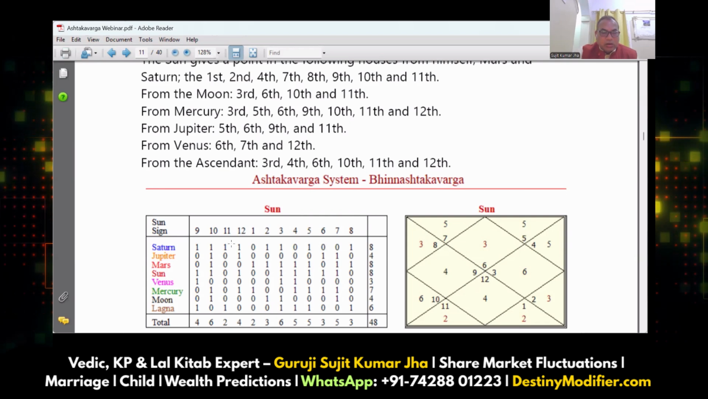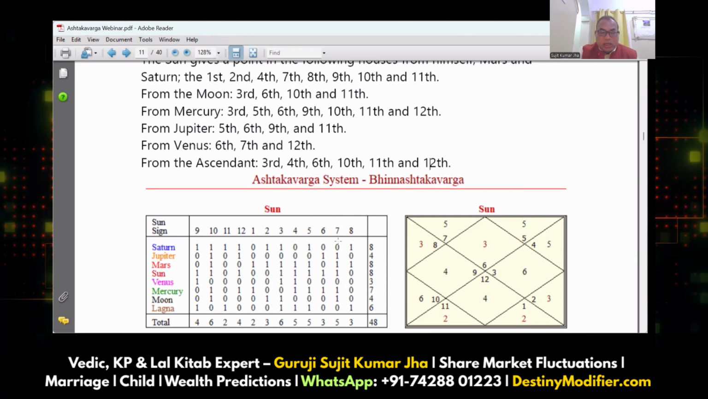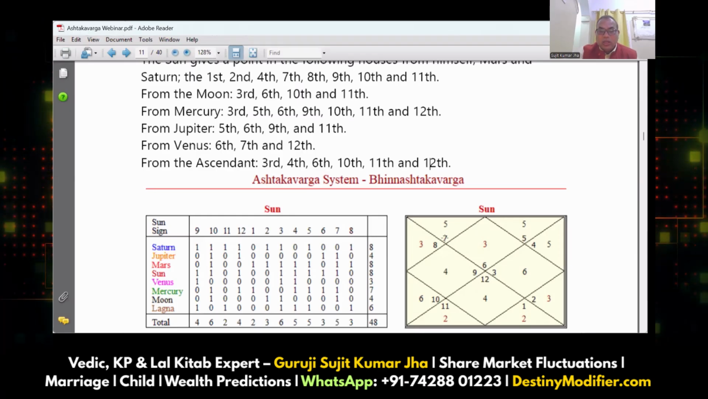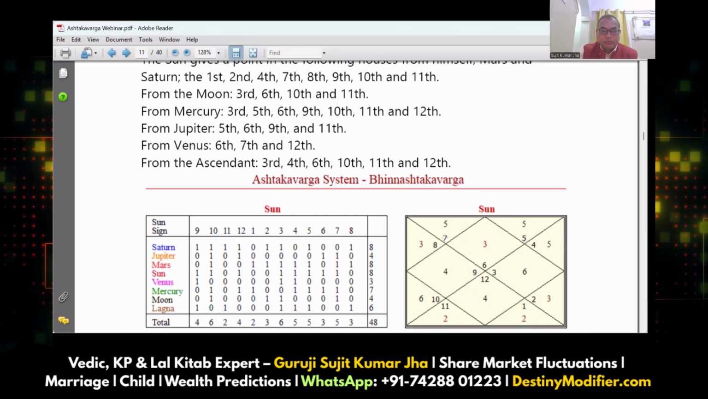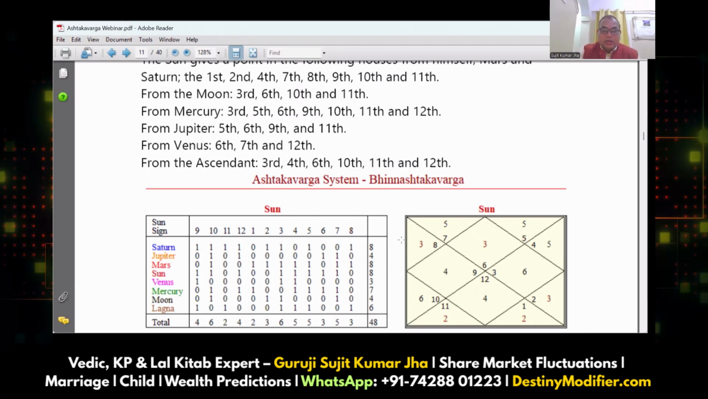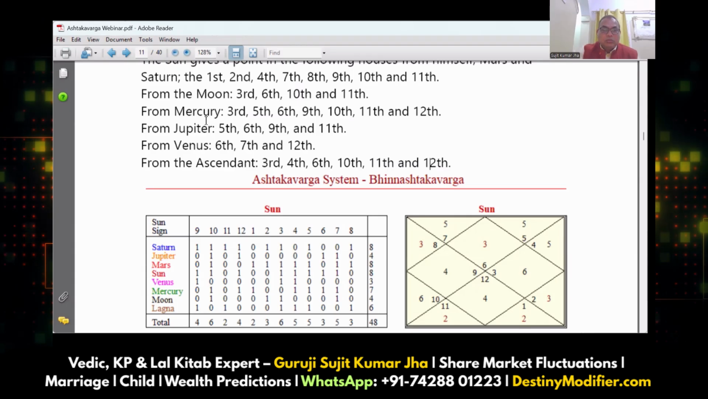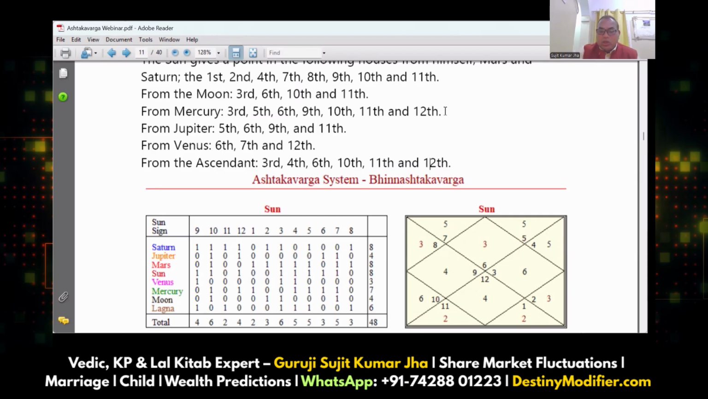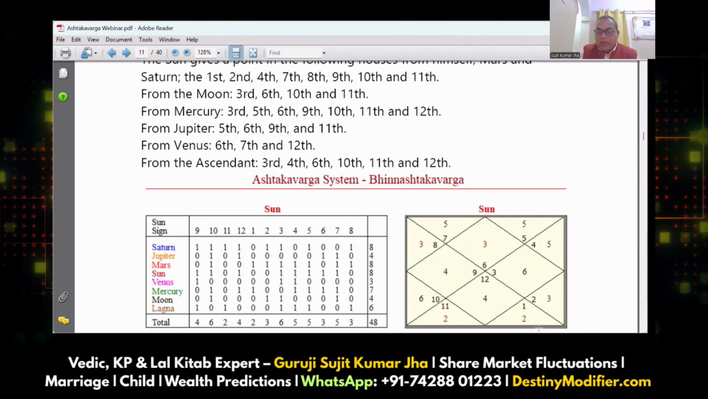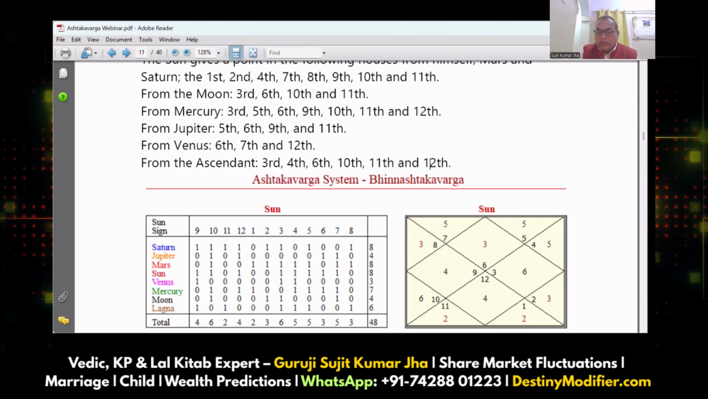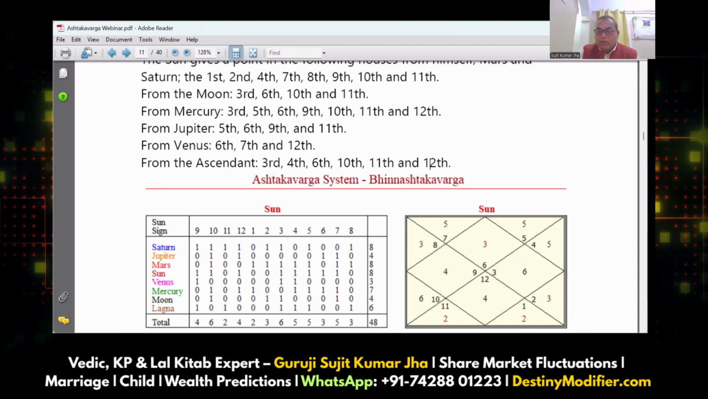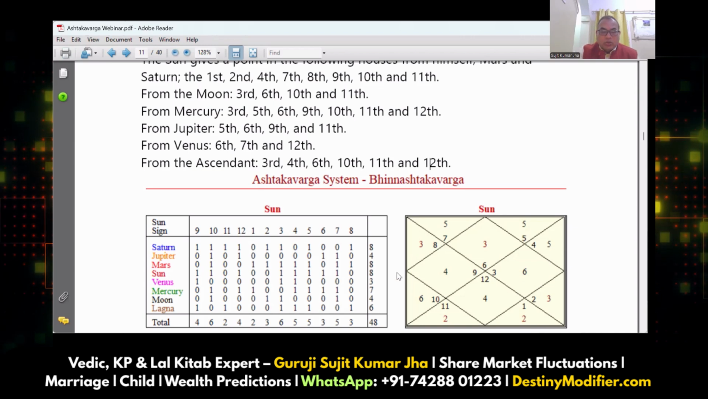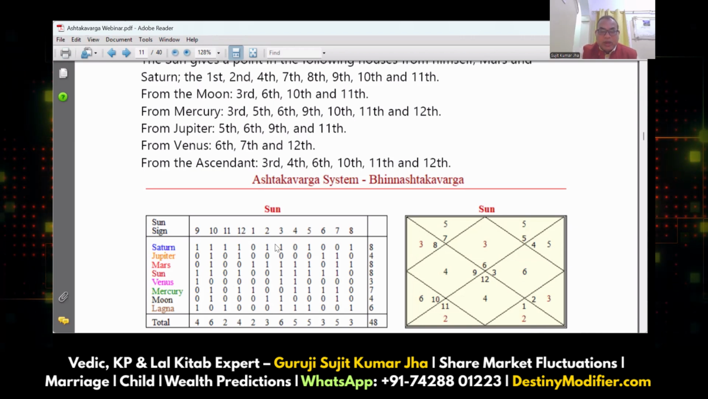So see, in Sun, left side planet, Sun gives 7, 8, 9, 10, 11. 12th house not given. So same like this from Saturn, we have to count the same. So Saturn is placed where? Ninth house. Ninth house means for this chart, Saturn is placed in Taurus sign. So first house is Taurus. So for Taurus sign, see Saturn has given point.